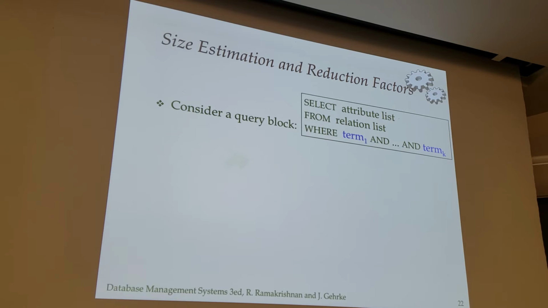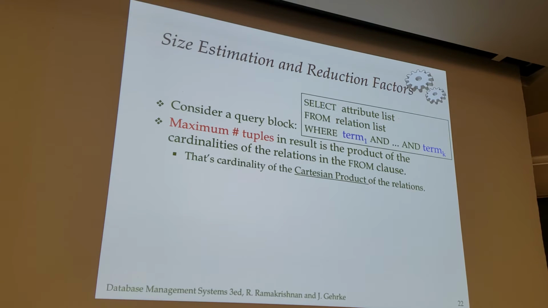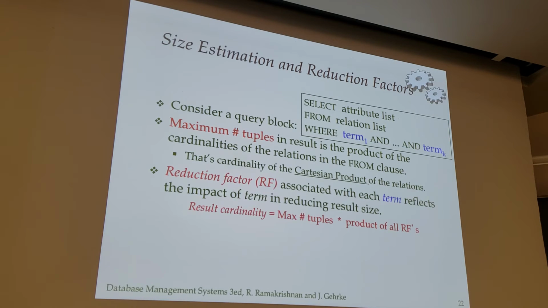Okay, so basically there's going to be the notion of a reduction factor that shows up here. The maximum number of tuples in the result is what you would get if you took the Cartesian product of all the relations, the cardinality of all the relations in the relation list. That's the biggest that you could get. That would be true if it was just where true, or if all the terms ended up being true. Now there's this notion of a reduction factor. Each term ends up reducing the size by something or other.